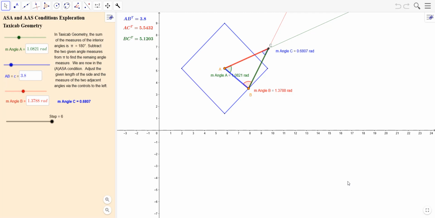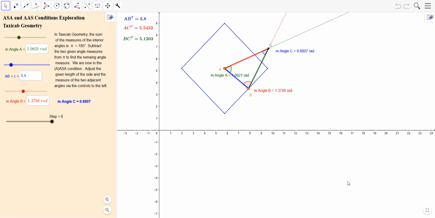One of the things that we notice in taxicab geometry is that we have the same result that we have in Euclidean geometry: the sum of the measures of the interior angles of a triangle has to be pi radians, or 180 degrees. So if you have the AAS condition, you can subtract the measures of the two angles you have from pi, or 180 degrees, find the measure of the other angle, and now you have the ASA condition. So AAS gives you ASA in taxicab and Euclidean geometry.